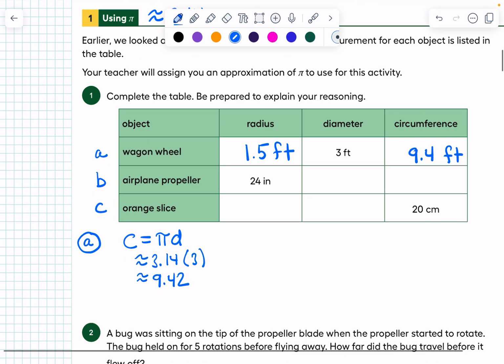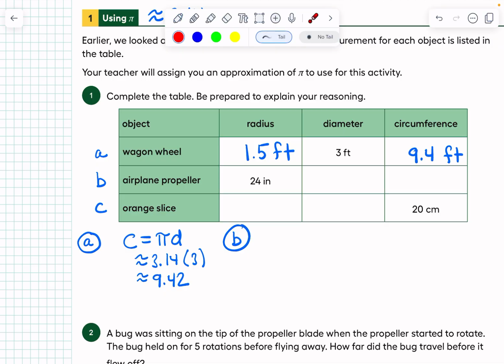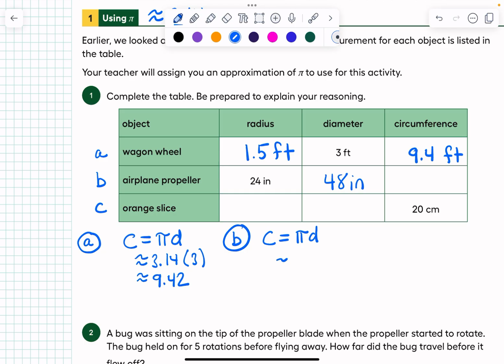Okay, so on B, let's think about this. If the airplane propeller has a radius of 24 inches, then what would be the diameter? Well, that would be another 24, and 24 times 2, or 24 plus 24, would be 48 inches. So now we want to write out our formula, C equals pi d, and we're going to use the approximation symbol, 3.14 times 48, and with a calculator, that is 150.72.